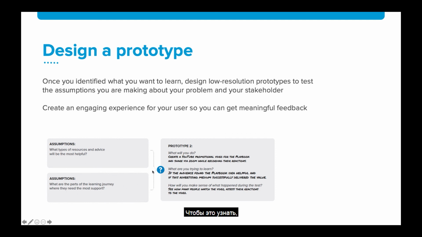In order to learn, we are going to develop prototype 2. What will we do? We'll create a YouTube promotional video for the playbook and share it via Zoom while recording their reactions. What are we trying to learn? We are trying to learn if the audience found the playbook idea helpful and if this advertising medium successfully delivered the value. And how will we make sense of what happened? We will see how many people watched the video and assess their reactions to the video.